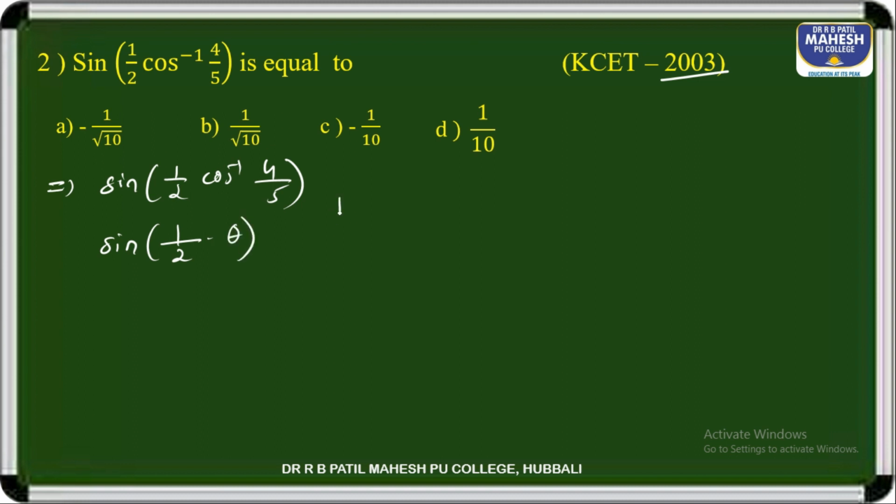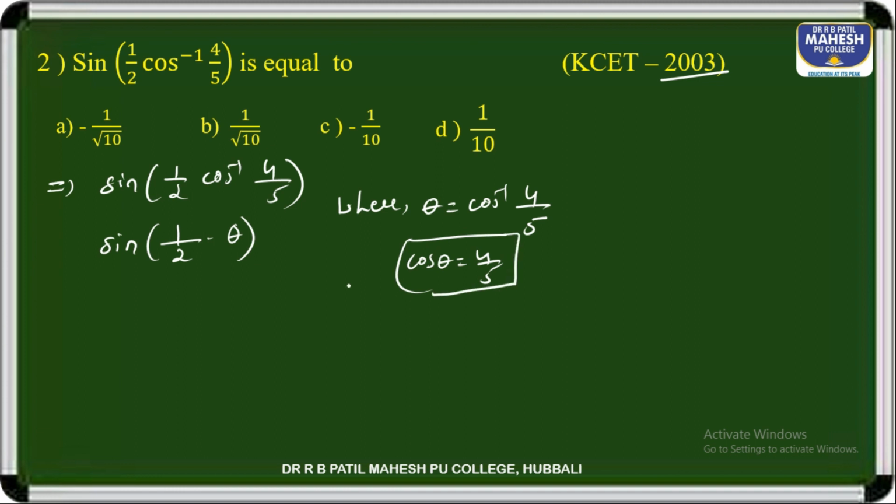So I will mention that, where theta is equal to cos inverse 4 by 5. So from this I can write cos theta is equal to 4 by 5. So the value of cos theta is 4 by 5. Now we have sin theta by 2. Now to evaluate sin theta by 2, I just want to recall some standard formulas from trigonometry.